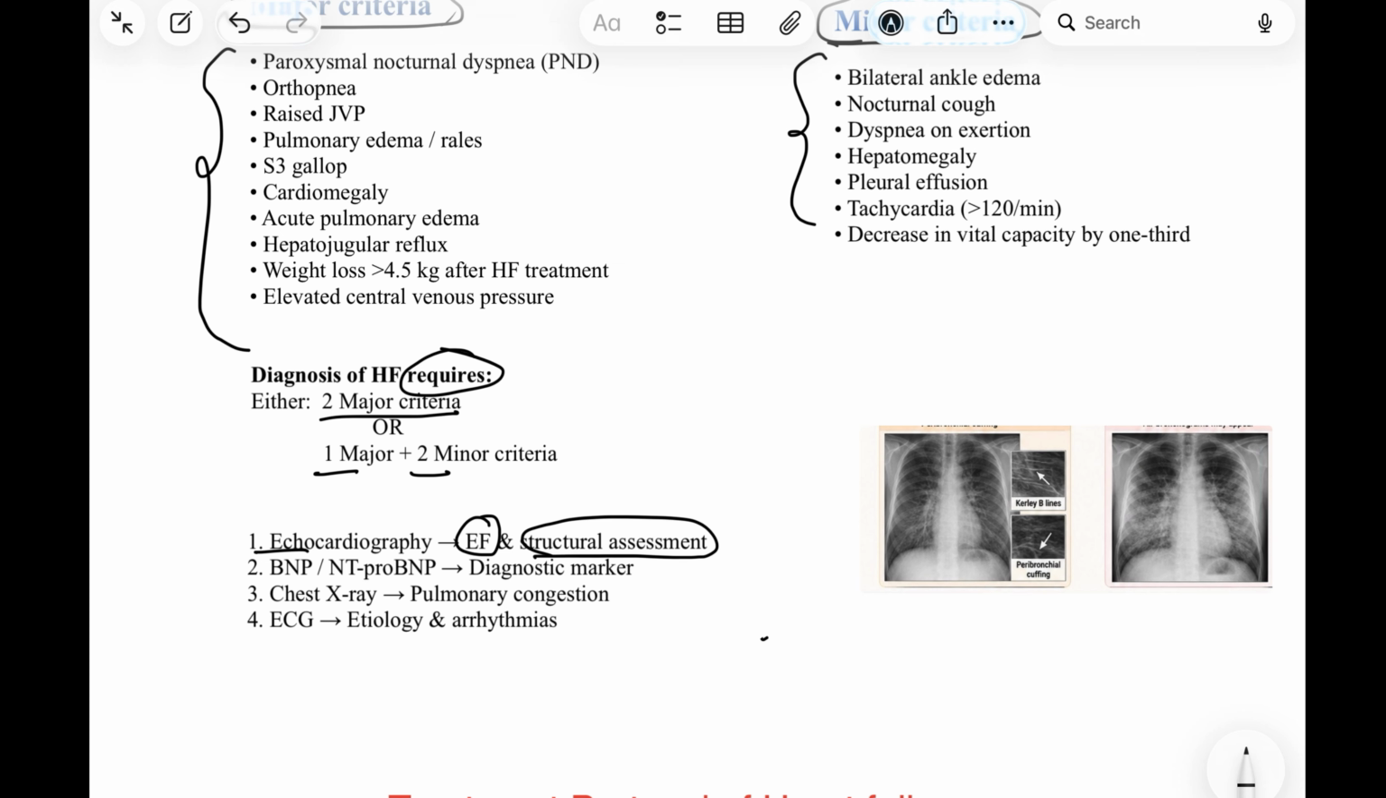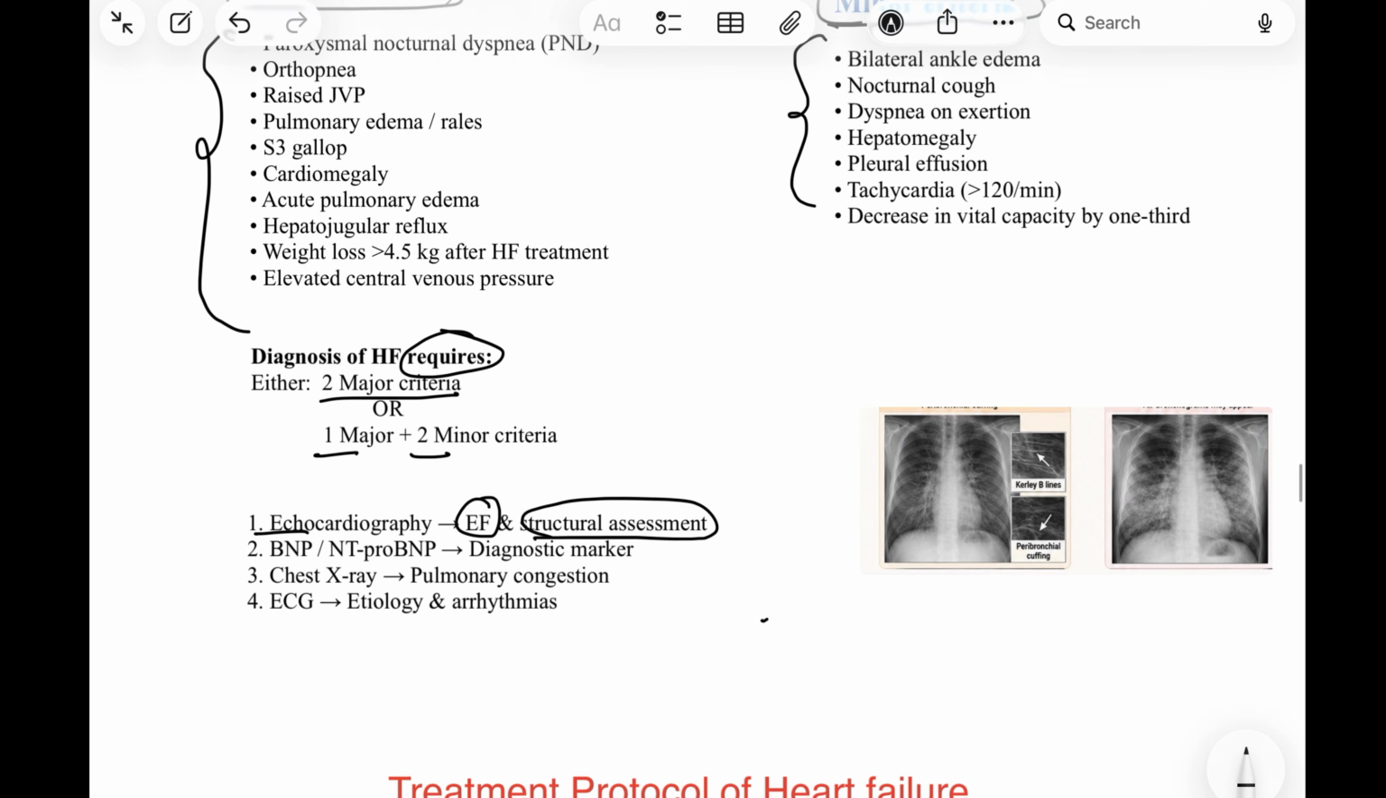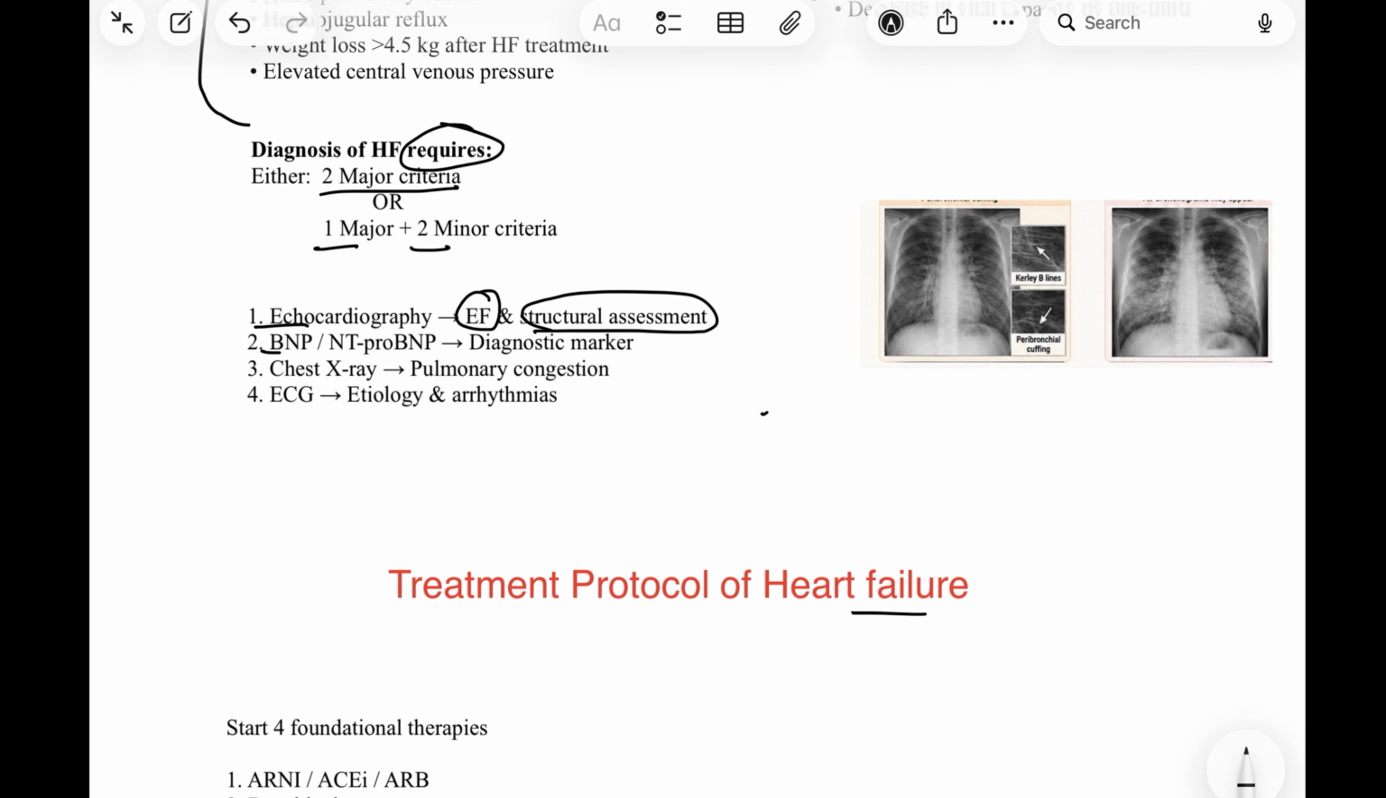The second test is BNP and NT-proBNP. These are the diagnostic markers for heart failure. Now, what is the normal range of BNP? The normal range for BNP is less than 100 pg per ml. Pg stands for picogram.